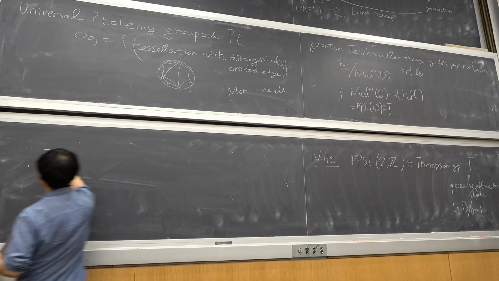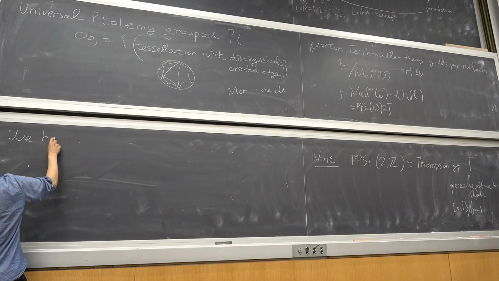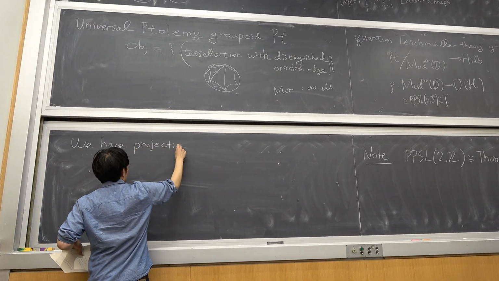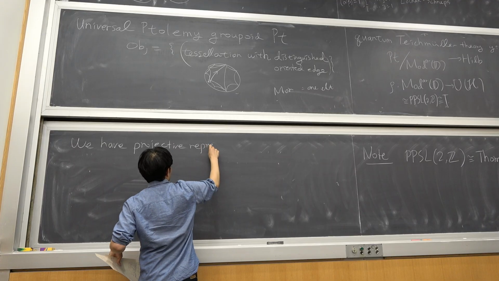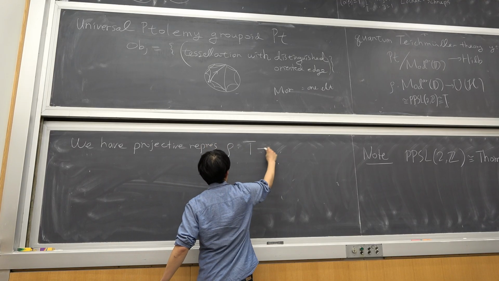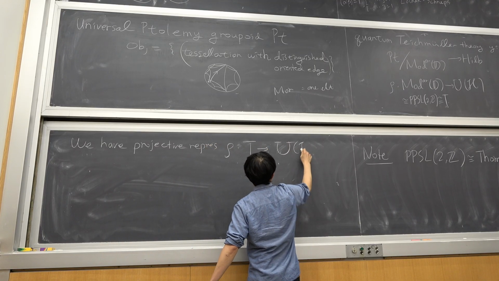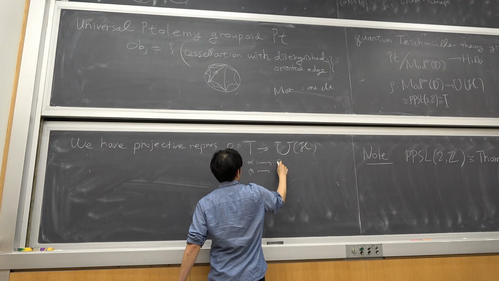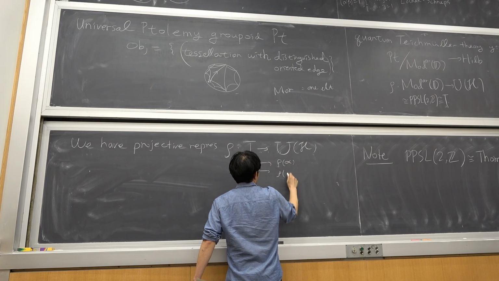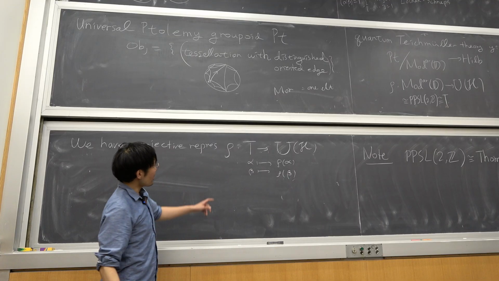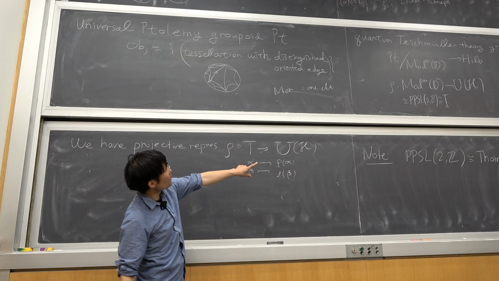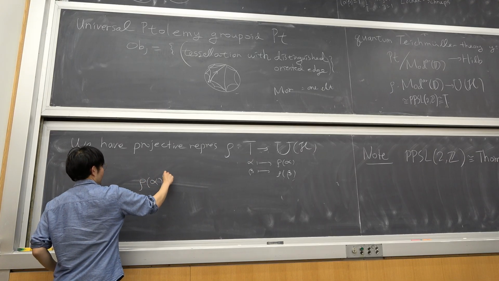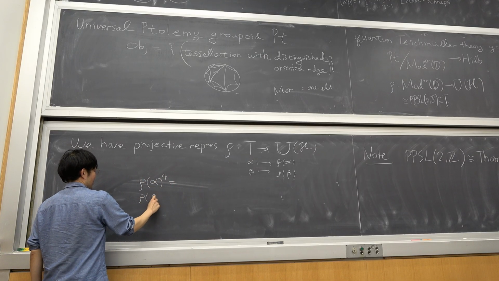So we have a projective representation rho from T to unitary operators. We have two generators, so you have two operators. And what you do is you try to evaluate these operators at the relations. So let's see what happens.